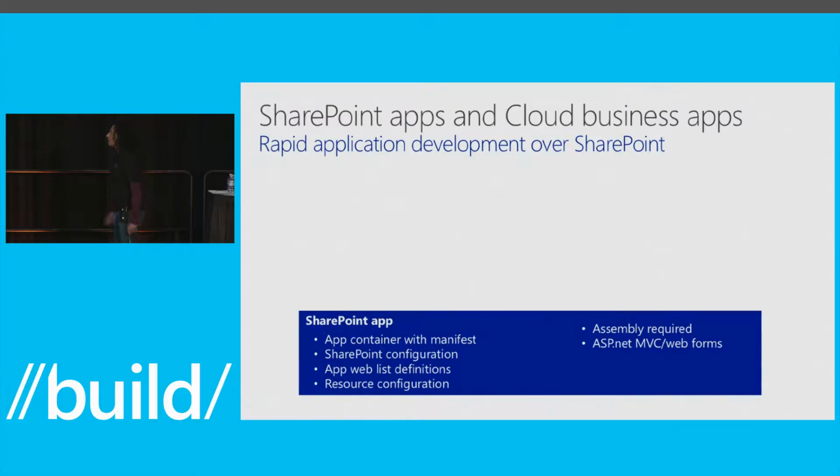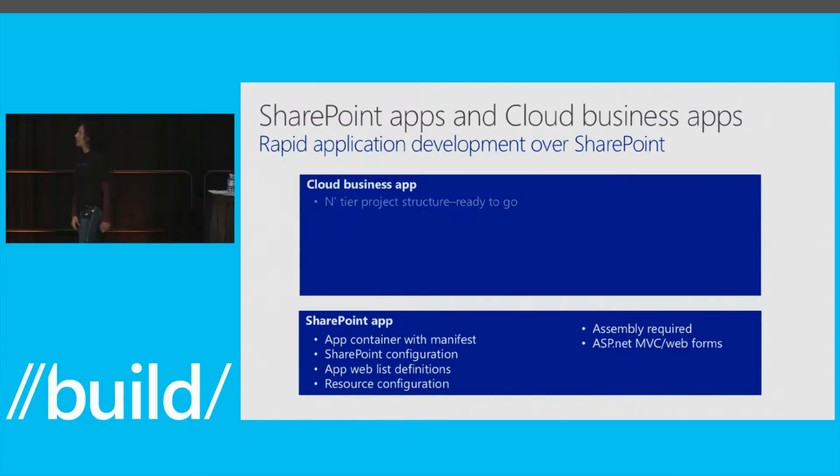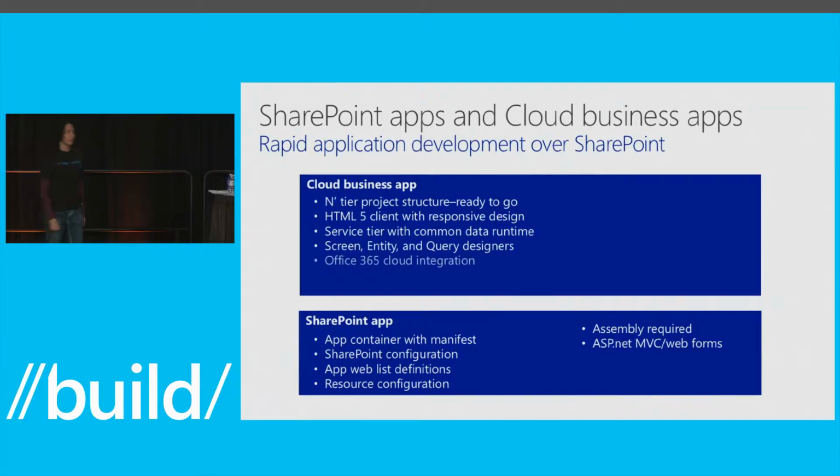Okay. The new type that we introduced is the Cloud Business App. So this is a little bit more visual: you design your data sources visually, and you kind of code what you need to at the end. So all the plumbing is handled for you. It's very prescriptive on how it builds this application. It's an n-tier project. It has a service layer. It has an HTML5 single-page app, responsive design client ready to go.